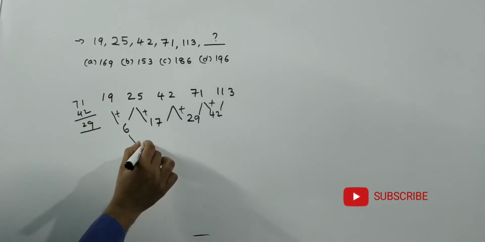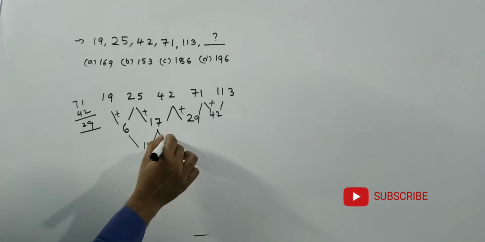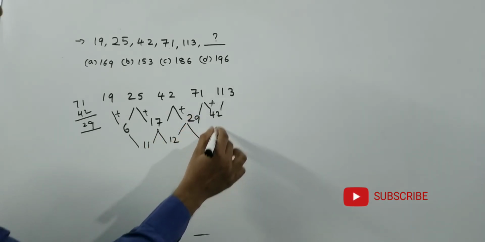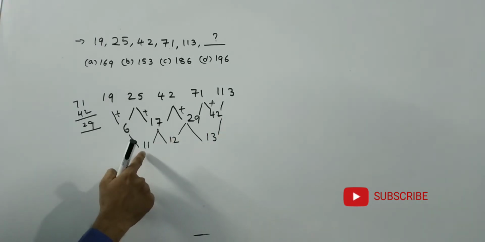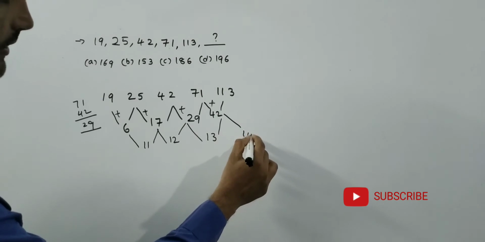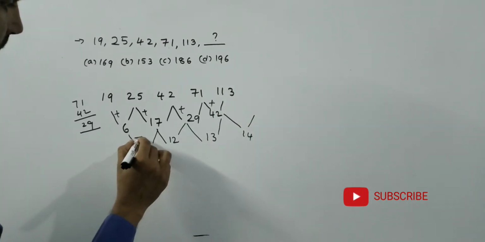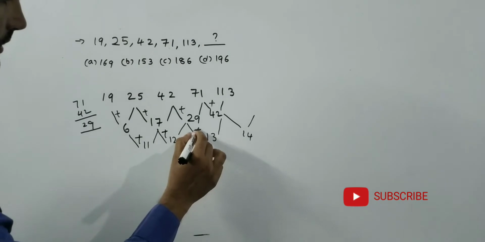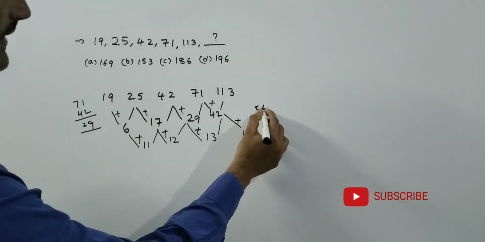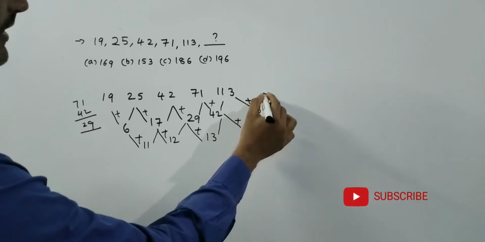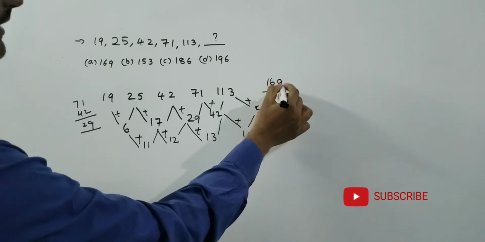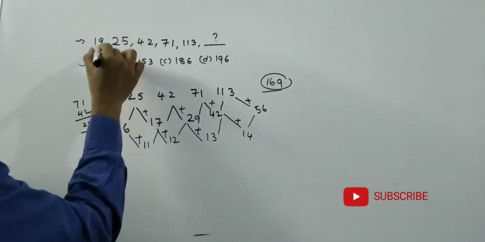Here what is the difference? 11. Here? 12. Here? 13. See friends, here we got 11, 12, 13. Then definitely here 14 will come. That means what he is doing every time? Plus. Then 42 plus 14 how much? 56. Then here also plus will come. Then 113 plus 56 how much? 169. So the answer is 169.